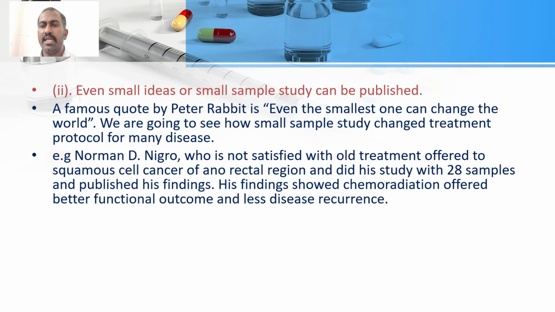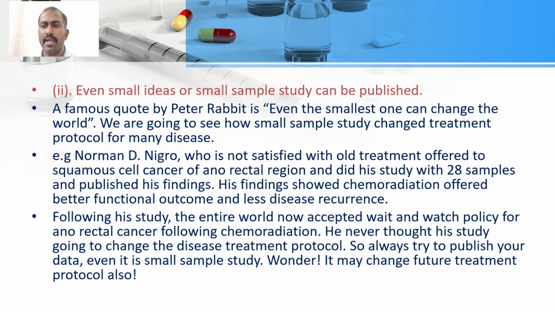We know Norman D. Nigro, who was not satisfied with the old treatment offered for squamous cell carcinoma of the anorectal region, and did his study with 28 samples and published his findings. His findings showed chemoradiation offered better functional outcome and less disease recurrence. Following his study, the entire world now accepts a wait and watch policy for anorectal cancer following chemoradiation. He never thought his study was going to change the disease treatment protocol. So always try to publish your data even if it is a small sample study. Who knows, it might change the future treatment protocol also.